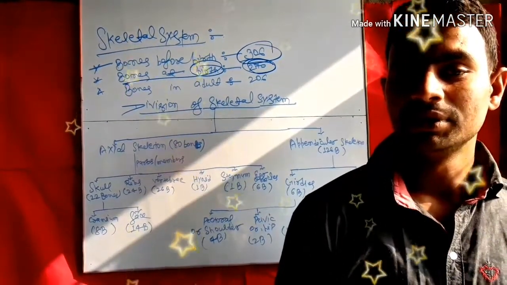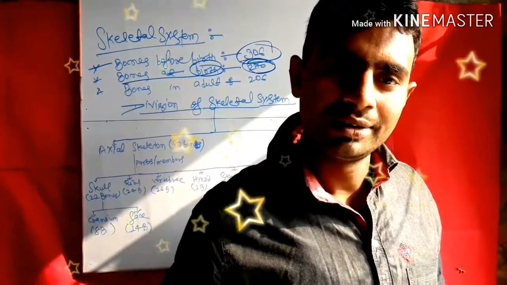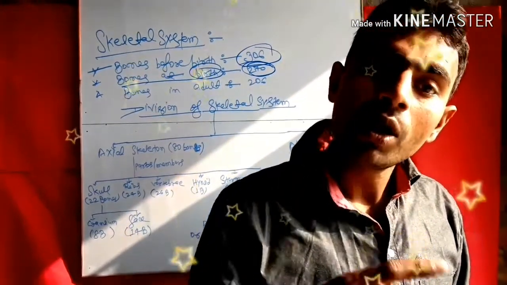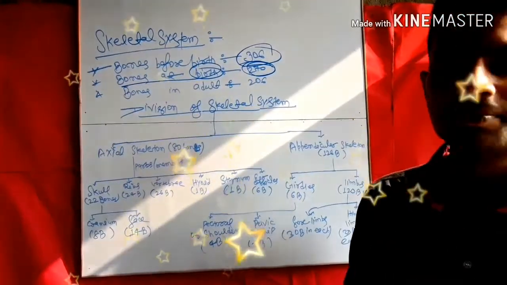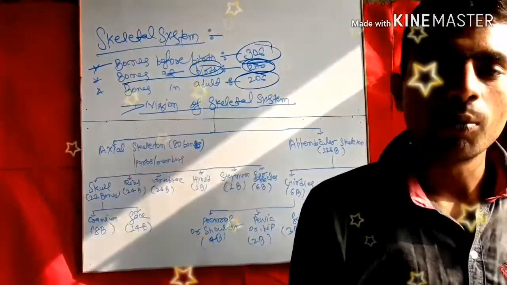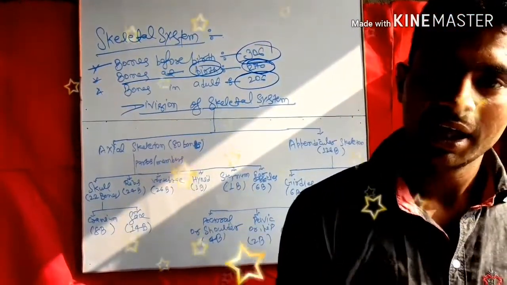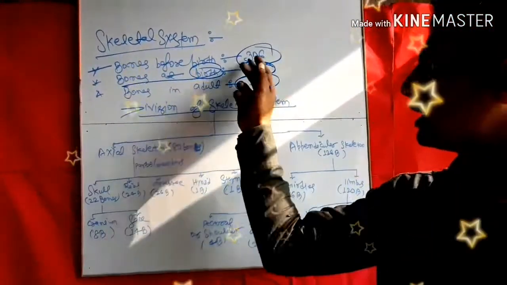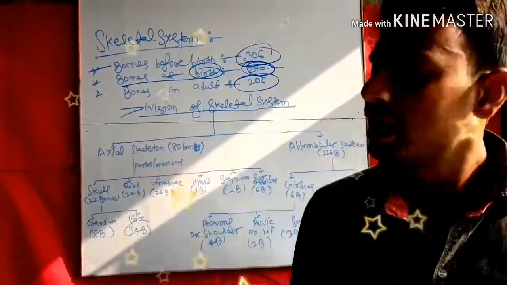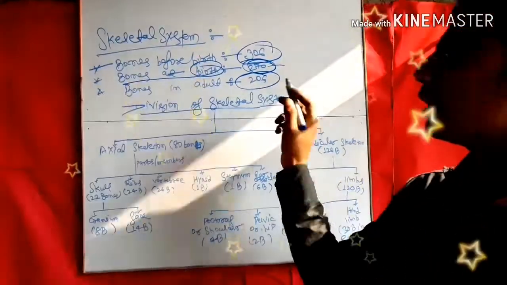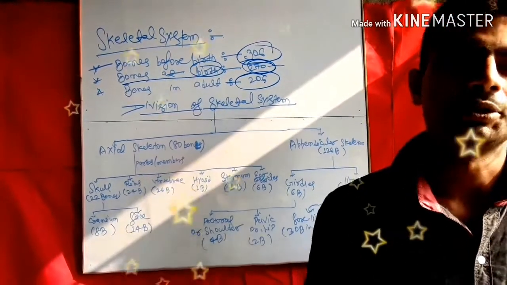And now we are adult. At this time, the number of bones is 206. In prenatal life, the number of bones is 306. At birth, 270. And in adult, the number of bones is 206. This is the complete ratio of bones.